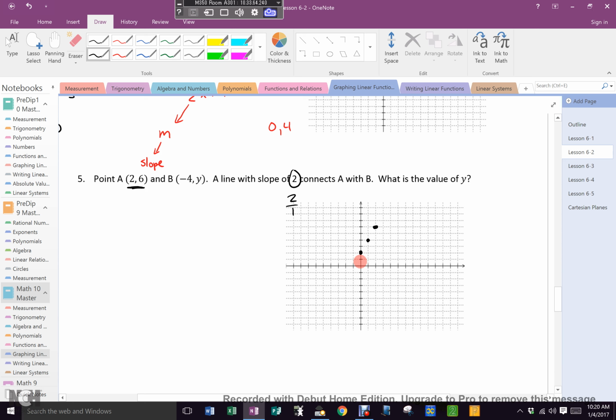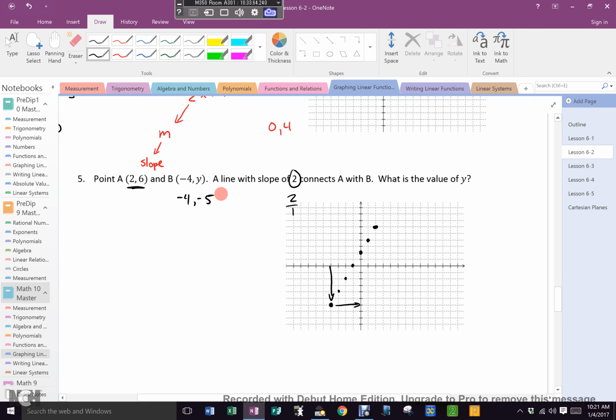Down 2 and over 1, down 2 and over 1, down 2 over 1, down 2 over 1, down 2 over 1. There is my negative 4x, isn't it? Does everyone see that? What's the y value? Negative 5. Can everybody do it with the graph? Of course you can, so you can all count, right? So this point we know is negative 4, negative 5, if I'm going to count it on a graph.